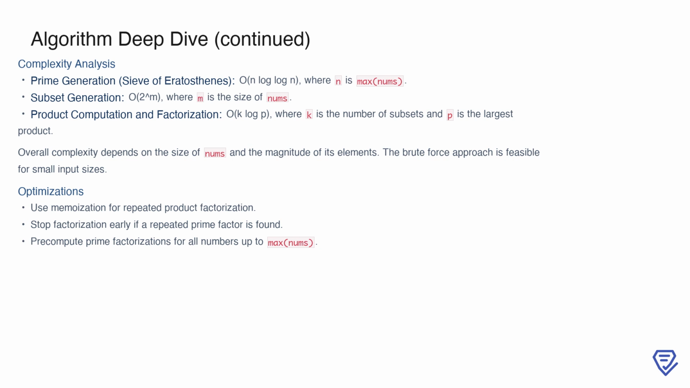To optimize, we can use memoization to avoid recomputing prime factorizations for the same numbers. Additionally, the factorization process can be halted early if a repeated prime factor is detected, saving unnecessary work. Pre-computing the prime factorizations for all numbers up to the maximum value in the array is another optimization that can significantly reduce runtime. These enhancements aim to make the algorithm more practical for larger datasets while maintaining correctness.